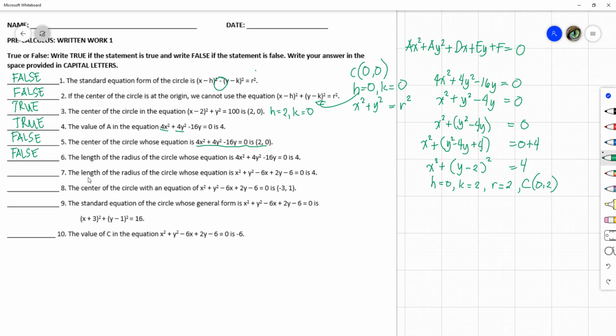Here, the length of the radius of the circle whose equation x squared plus y squared equals 6x plus 2y minus 6 equals 0 is 4. So for number 7, we are going to rewrite the equation into standard form.